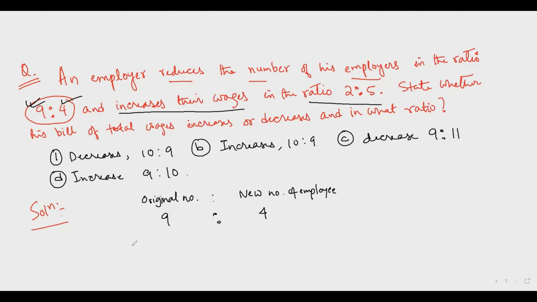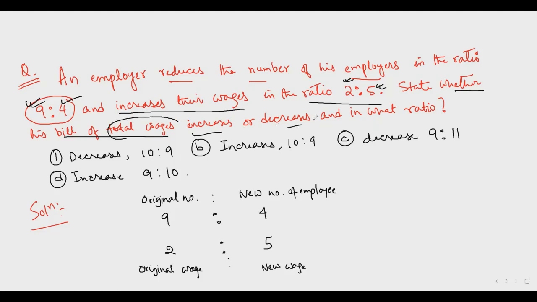So original wages, right? What is the original wage? Initial is 2. And what is the new wage? It is 5. Okay, 5. Right, so see the statement. Now the question is whether his total wages increase or decrease.